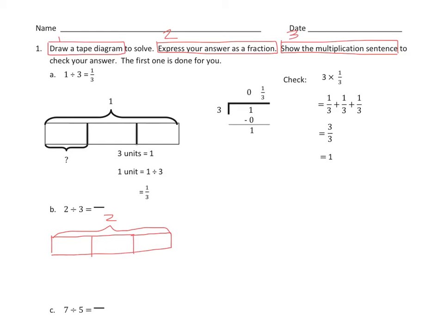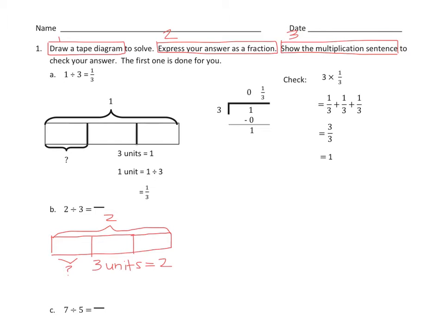So if we follow the steps, we're going to say, okay, 3 units, that means 3 boxes, altogether equal 2. So we're going to write 2. Now we want to figure out what one box is. We want to figure out what this box is, which is going to be the same as this box and this box, because we're dividing, and that means we're doing it equally.